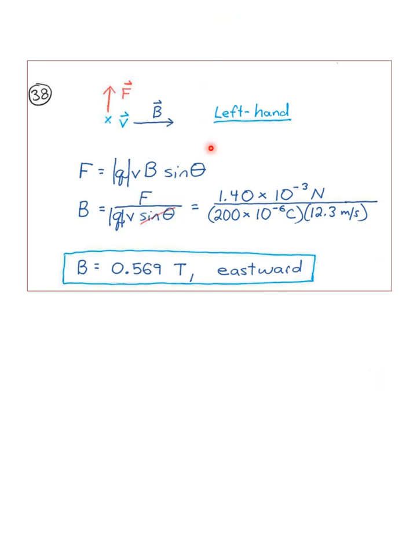So we're going to use our left hand because it's a negative charge, and a left hand with our thumb pointing upward on the page, hand going into the page, and our fingers should curl to the right, as you see in the picture here, and so that would be to the east. Now we're going to use the equation F equals QVB sine theta, and you solve for B, plug in all the values, and you get 0.569 Teslas eastward.